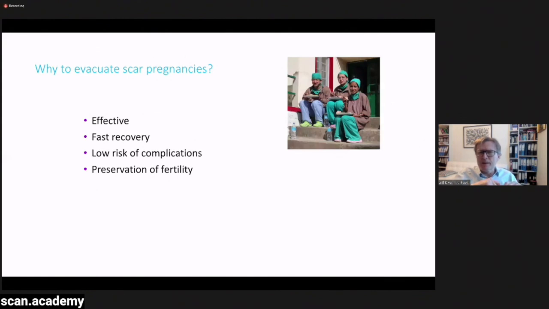Why evacuate a scar pregnancy? Well, it's effective. It gives you fast recovery. The risk of complications is generally low, and fertility is preserved.